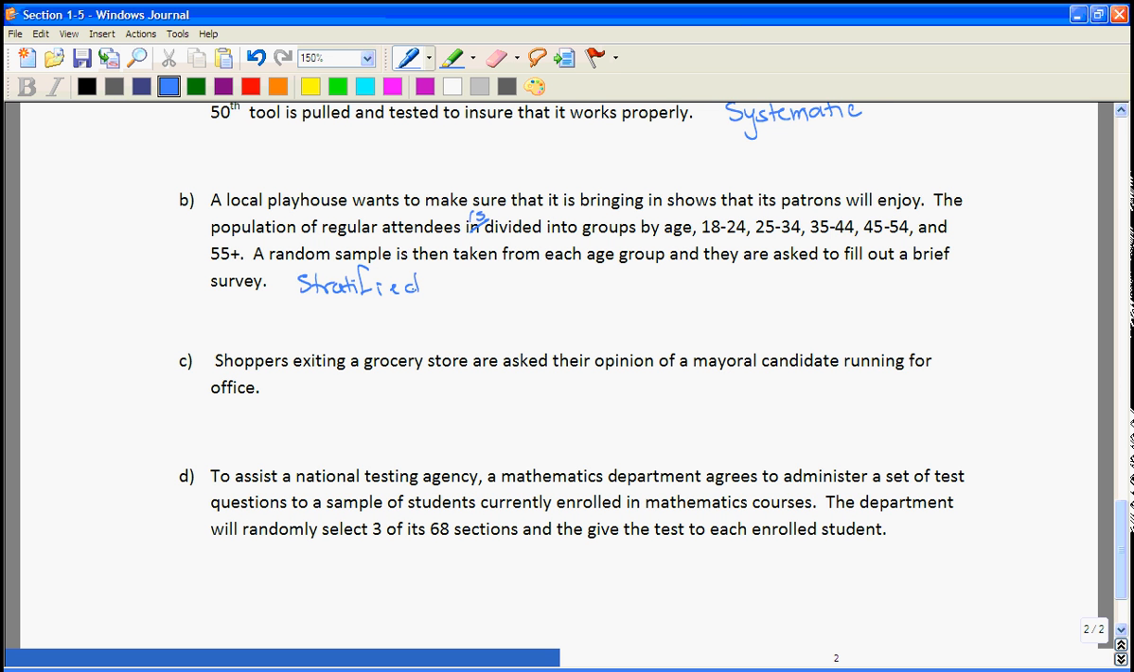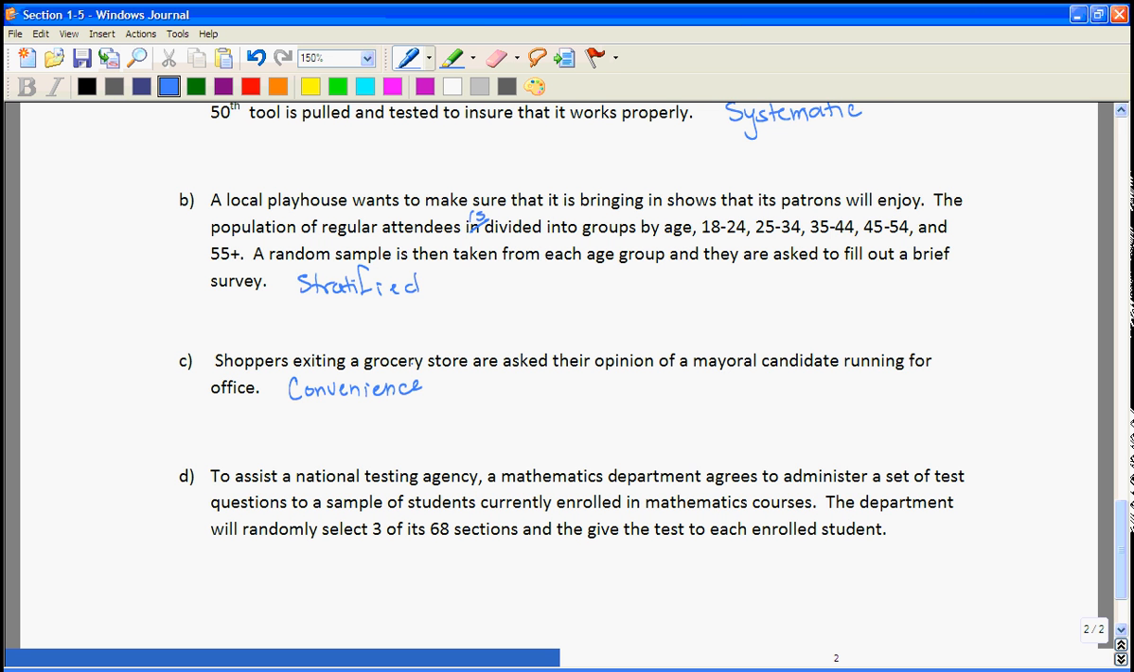Example C. Shoppers exiting a grocery store are asked their opinion of a mayoral candidate running for office. I think this one's pretty obvious. This is convenience. And think about what would happen if you're asking people coming out of a grocery store. Usually people who shop at one particular grocery store all kind of have the same income level because they live in the same neighborhood, similar, not exactly the same, but they have a lot of things that are already the same. So you might not necessarily be getting a broad representation of the population.